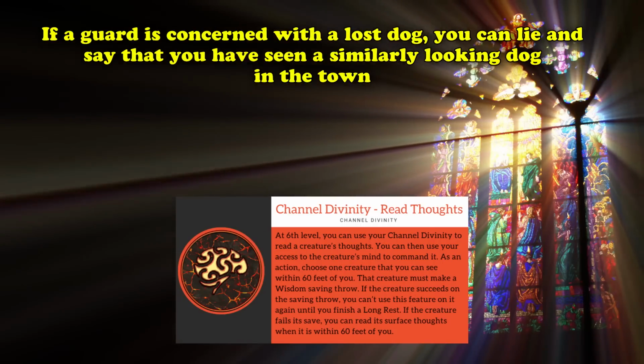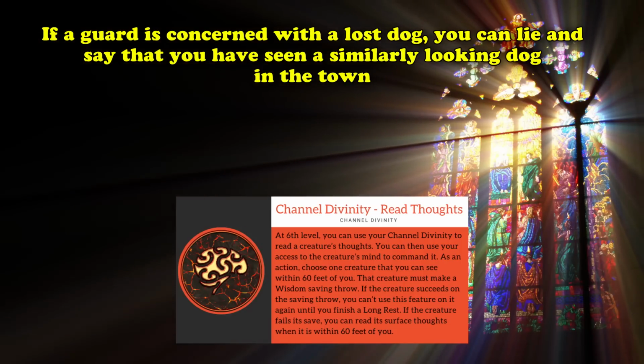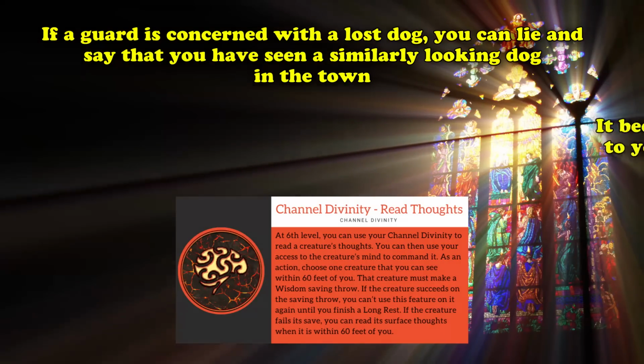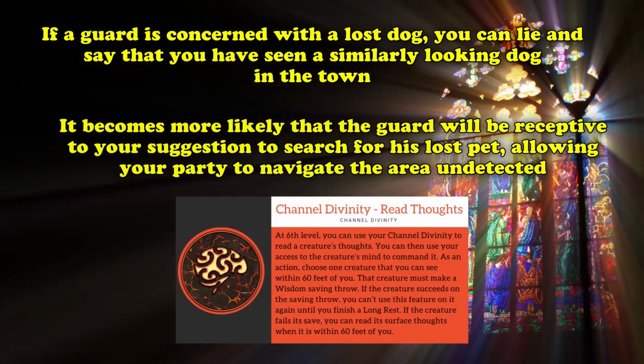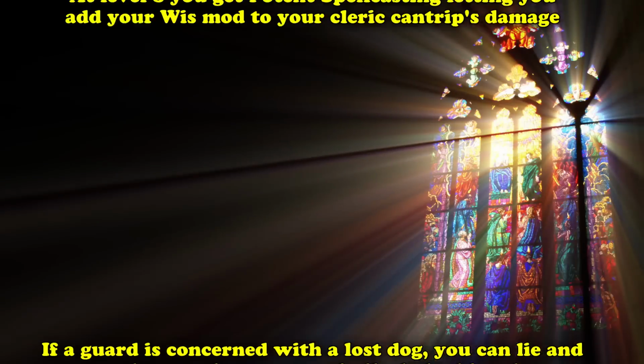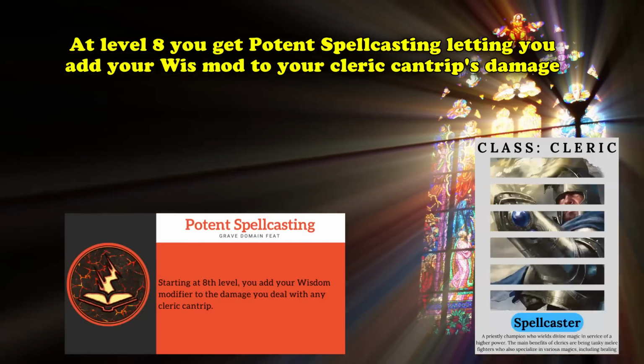If a guard is worried about his lost dog wandering around, you might be able to use that to feign a situation where you might have seen a dog at a certain part of the city, making it more likely the guard might take your suggestion to look for his lost dog while your party slips into the building unhindered. Upon reaching 8th level, you gain Potent Spellcasting, which lets you add your Wisdom modifier to the damage of your Cleric cantrips.